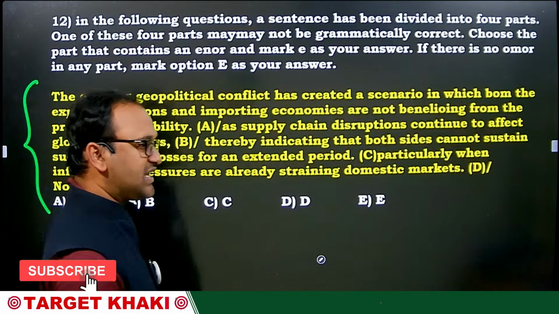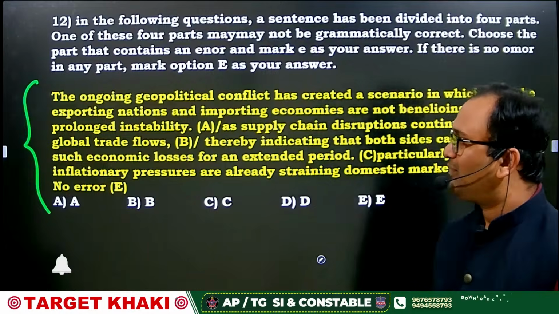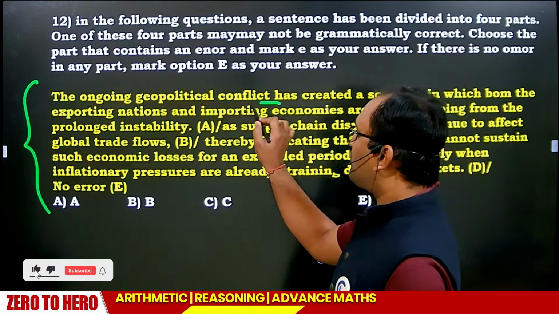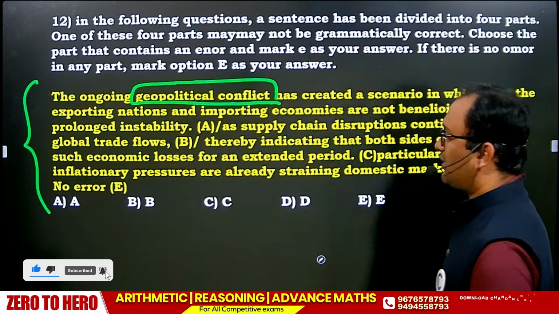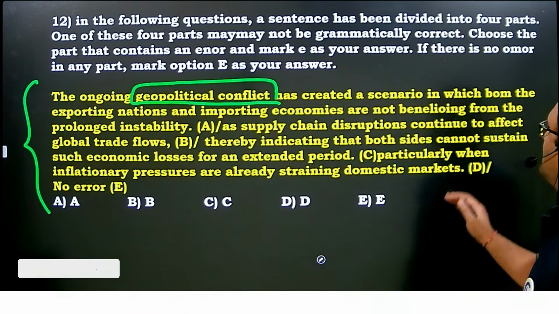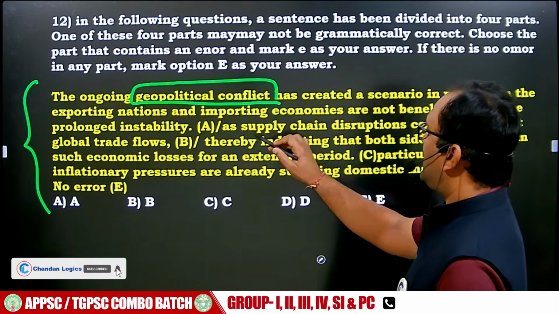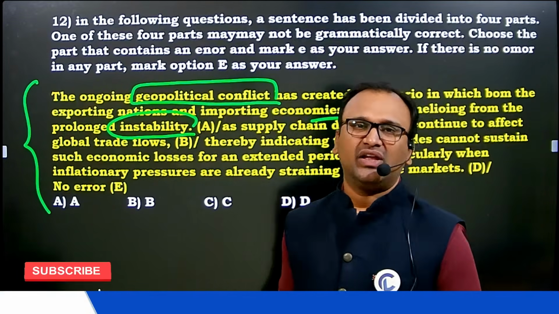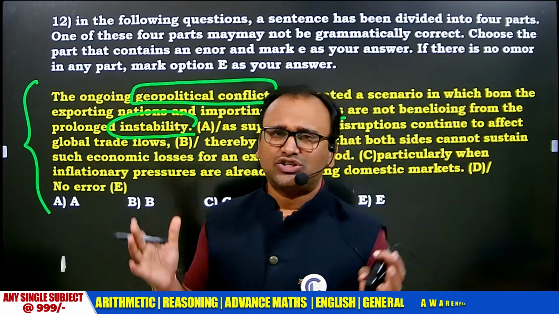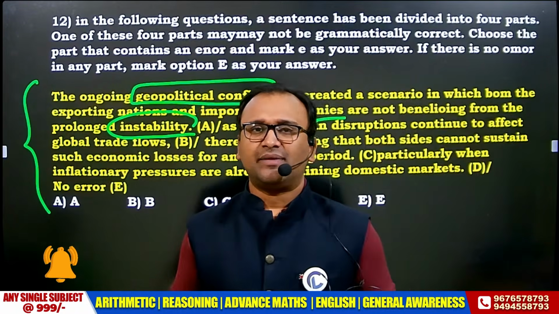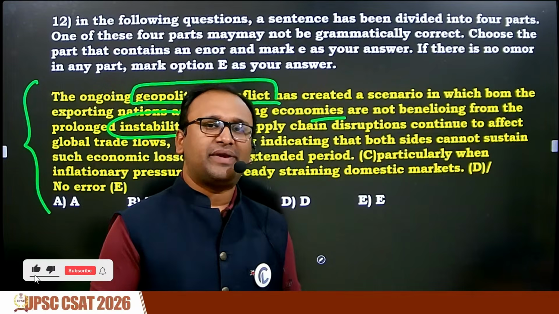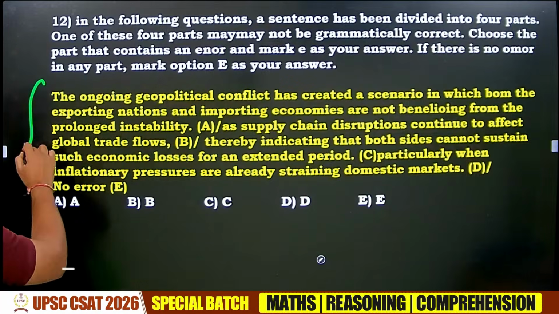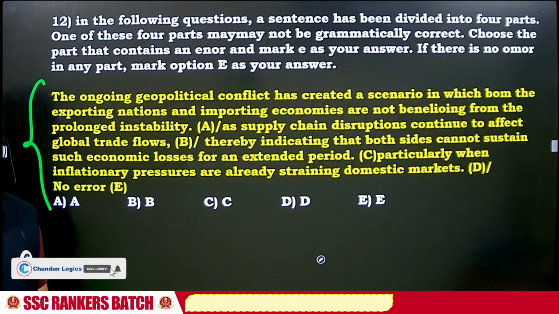Guys, what are you trying to say here? What is the meaning of the sentence? The ongoing geopolitical conflict. Internationally, there is a conflict going on. Because of that conflict, the situation is so bad. Exporting nations and importing economies are facing a problem called instability. So the whole sentence is about a huge problem all over the world, and many countries are finding it very difficult to get economic stability. Guys, can you try to find the error in the sentence if I give you some 30 seconds?